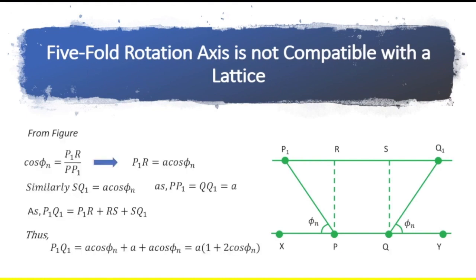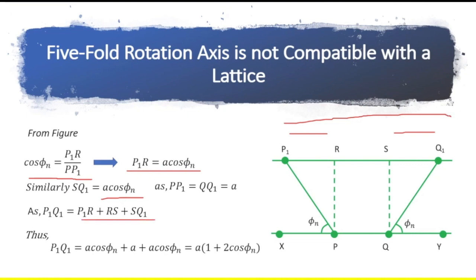From the figure we can see that cos phi is equal to P1R upon PP1. So we can get the value of P1R equal to a cos phi. Similarly, SQ1 will also be a cos phi. So the total distance P1Q1 will be P1R plus RS plus SQ1.